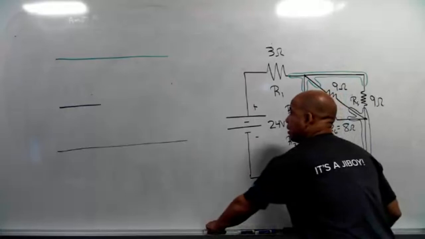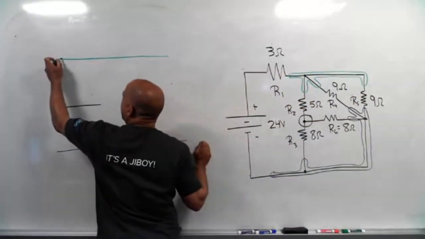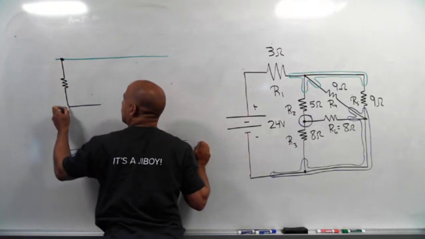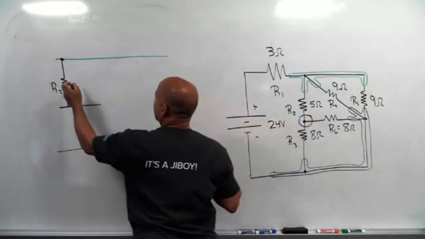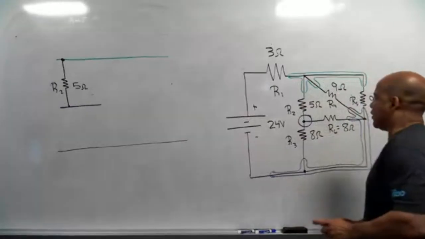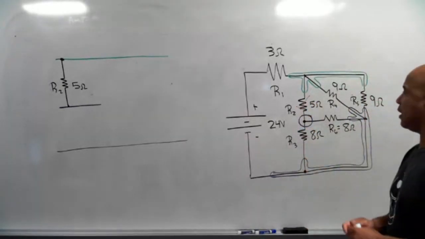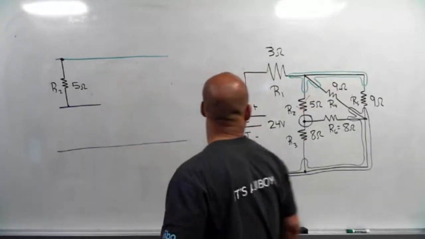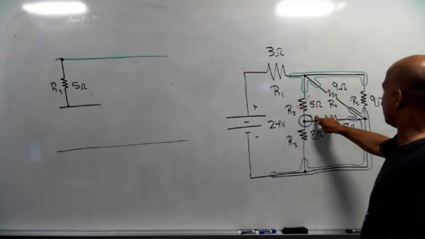So let me just draw it. R2, the top of it connects to the green node. So the green node is right here. R2 connects to the green and to the purple. That's R2. And it is 5. And then just for me, I'm going to check this one off. I'm done with that one. Do I have anything else between the green node and the purple node? Looks like that's the only thing I have between them.